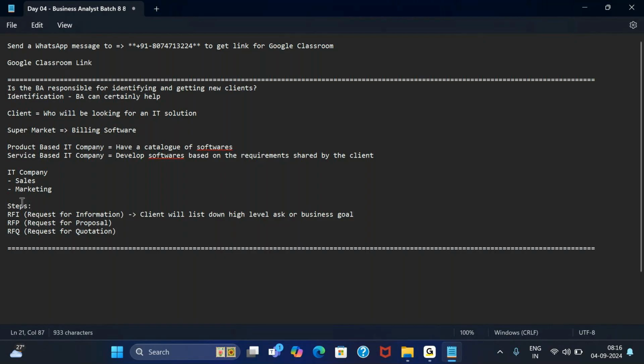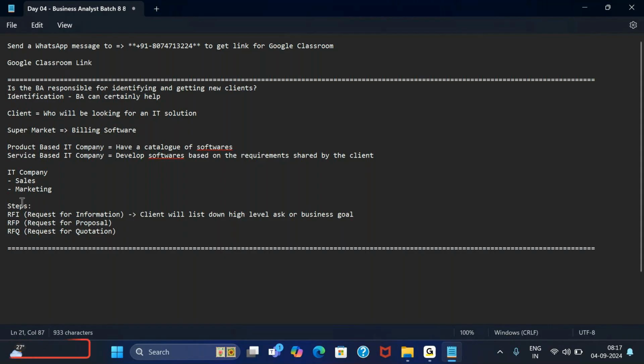For example, I'm a supermarket company and I want to build billing software. Because I can have multiple chains, multiple stores in the city, I want my billing software to be efficient, which I can use across different stores in the city. So I will list down my high level business goal. Or suppose I want to start an e-commerce website. That will be my business goal, and I want to see which IT company can help me build an e-commerce platform.